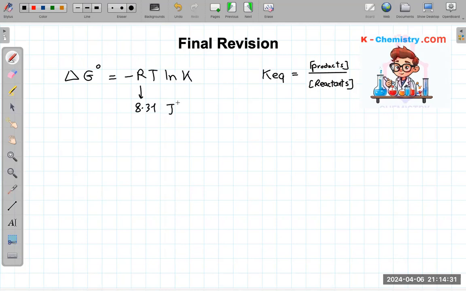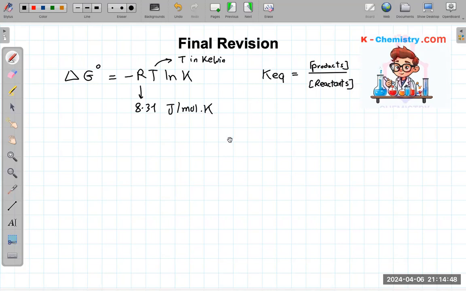in joule per mole per Kelvin. The ln K, where K is the equilibrium constant, and T is the temperature, the absolute temperature, or the temperature in Kelvin.